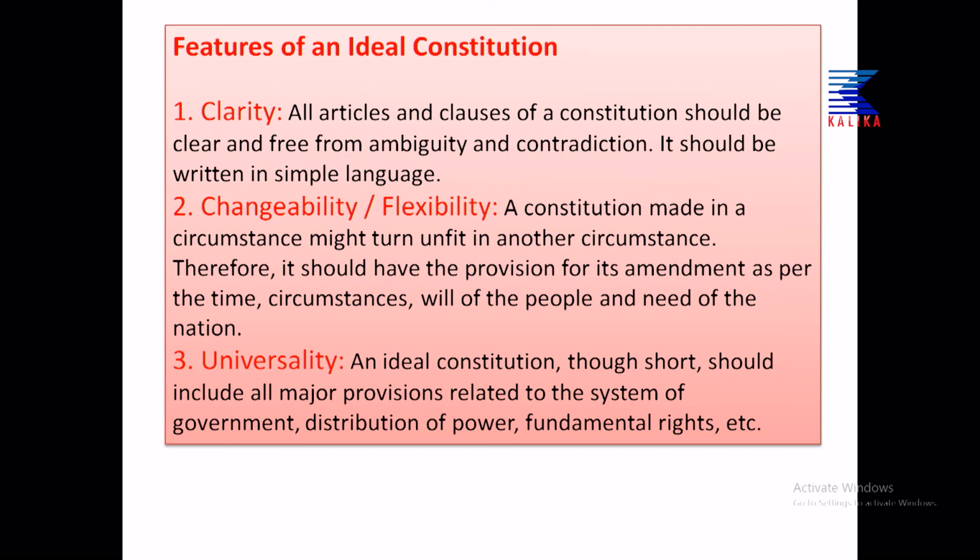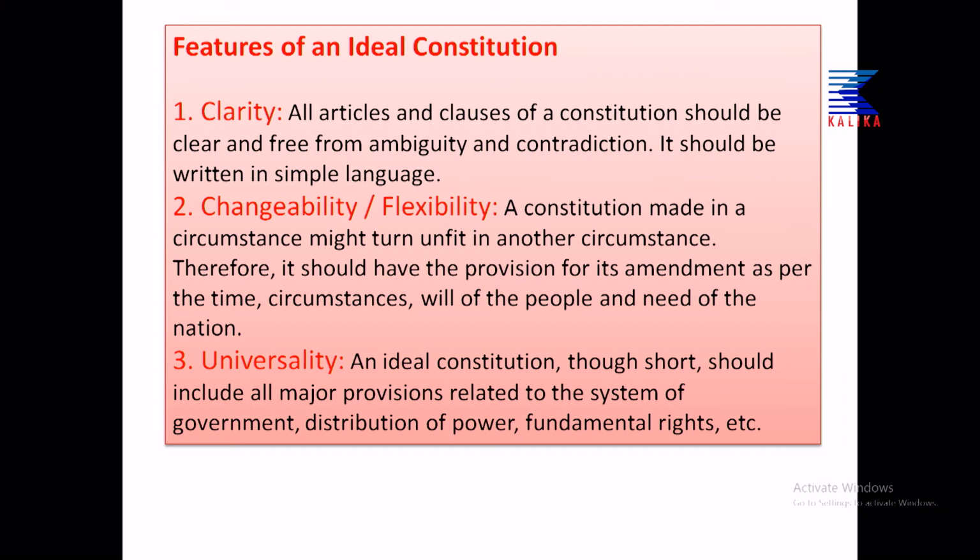It means all the articles and clauses of the constitution should be clear and free from ambiguity, meaning not having different meanings or any kind of contradiction. The constitution should also be written in simple language, so that ordinary people can understand it. So, the first important characteristic is clarity. It should be very clear, so that everyone can understand it easily.